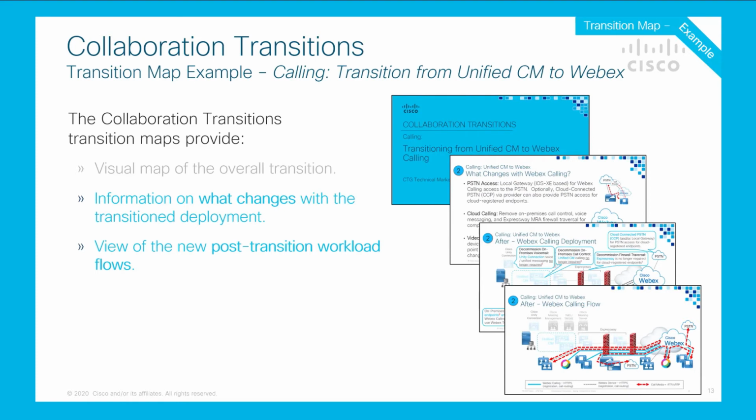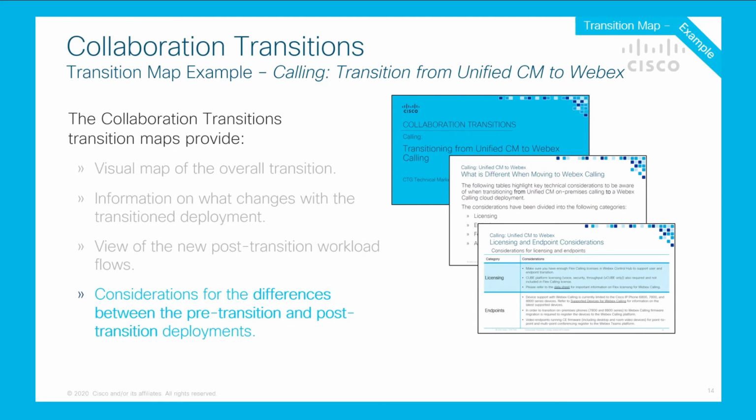Next, the transition map document also highlights what is changing with the transition deployment and shows what the new deployment will look like, as well as the post-transition workload flow. In this example, we can see a list of changes along with the topology of the WebEx calling deployment, highlighting the changes in the final step of the transition. In addition, we see the call flows once the transition to WebEx calling is complete.